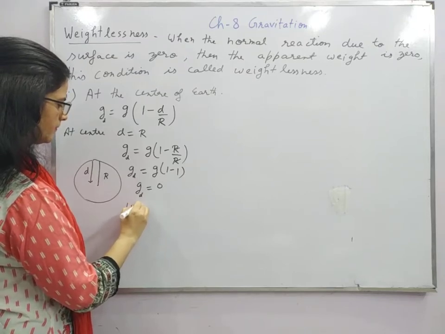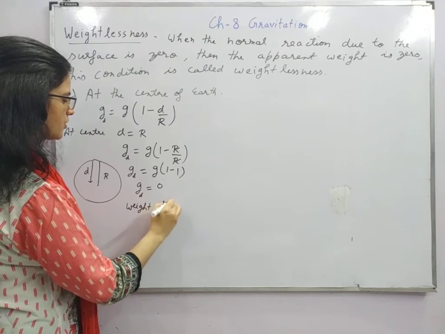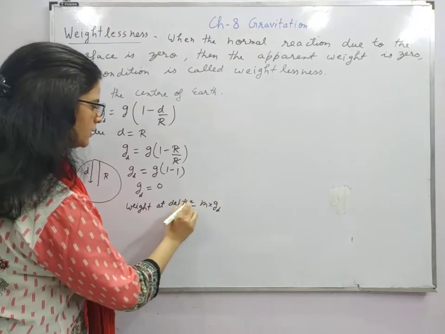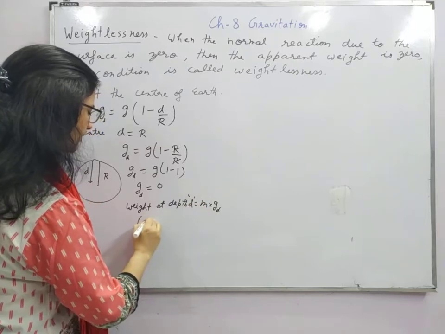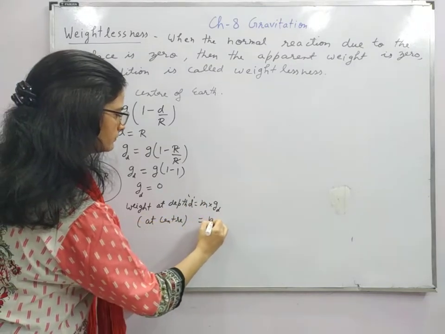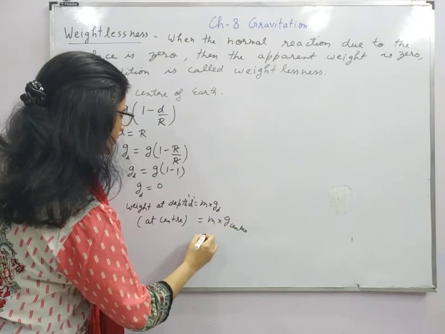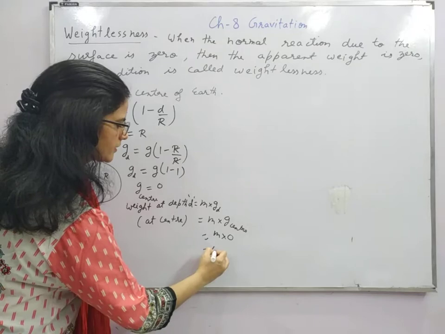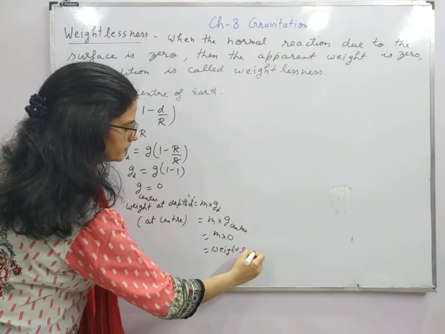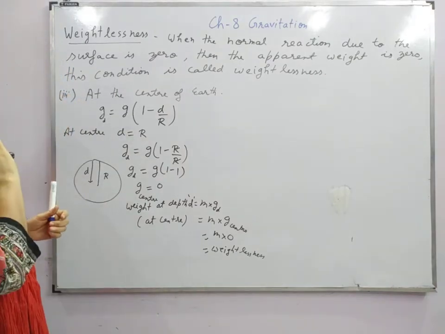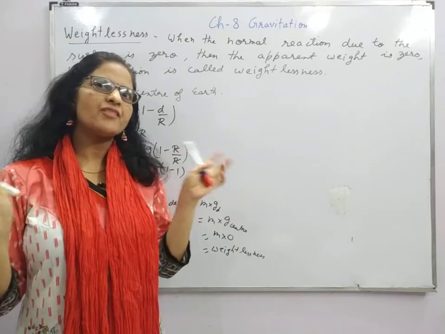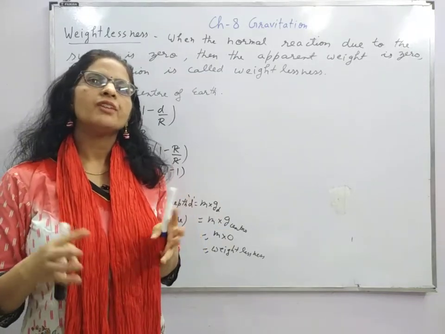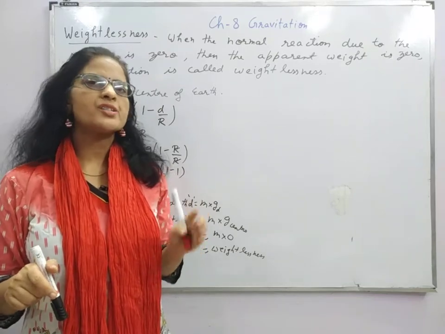So weight at depth is equal to m into g at depth. That means at the center, mass into g at center, so this will be m into 0. That means weightlessness, right? And at some places in space, if the net gravitational force of all the planets and the heavenly bodies around it is 0, those points are also places where weightlessness will be there, and those points are called null points or neutral points.